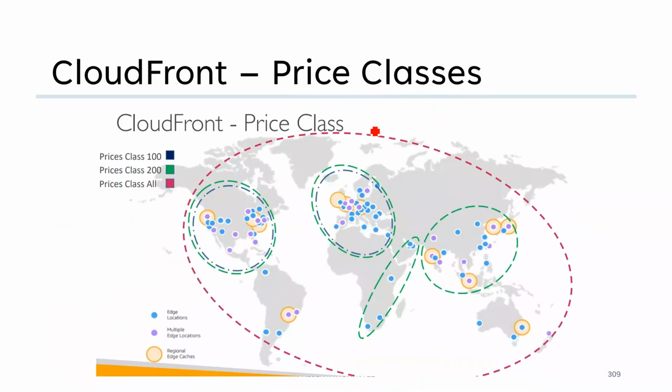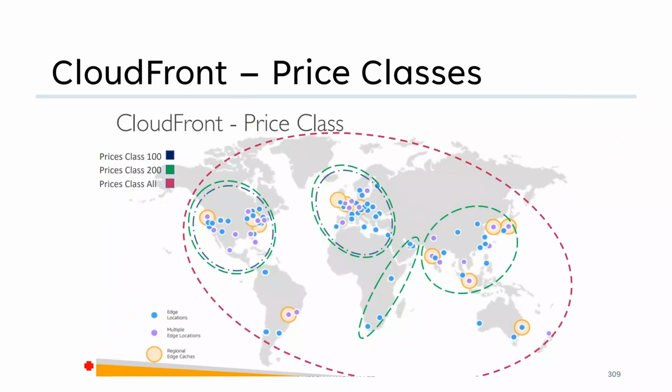Here you can see this diagram which basically shows you a better picture of what is happening. Like the price class all is basically this Venn diagram. If you see, this pink dotted one is price class all, 200 is the green ones, and 100 is the blue ones.